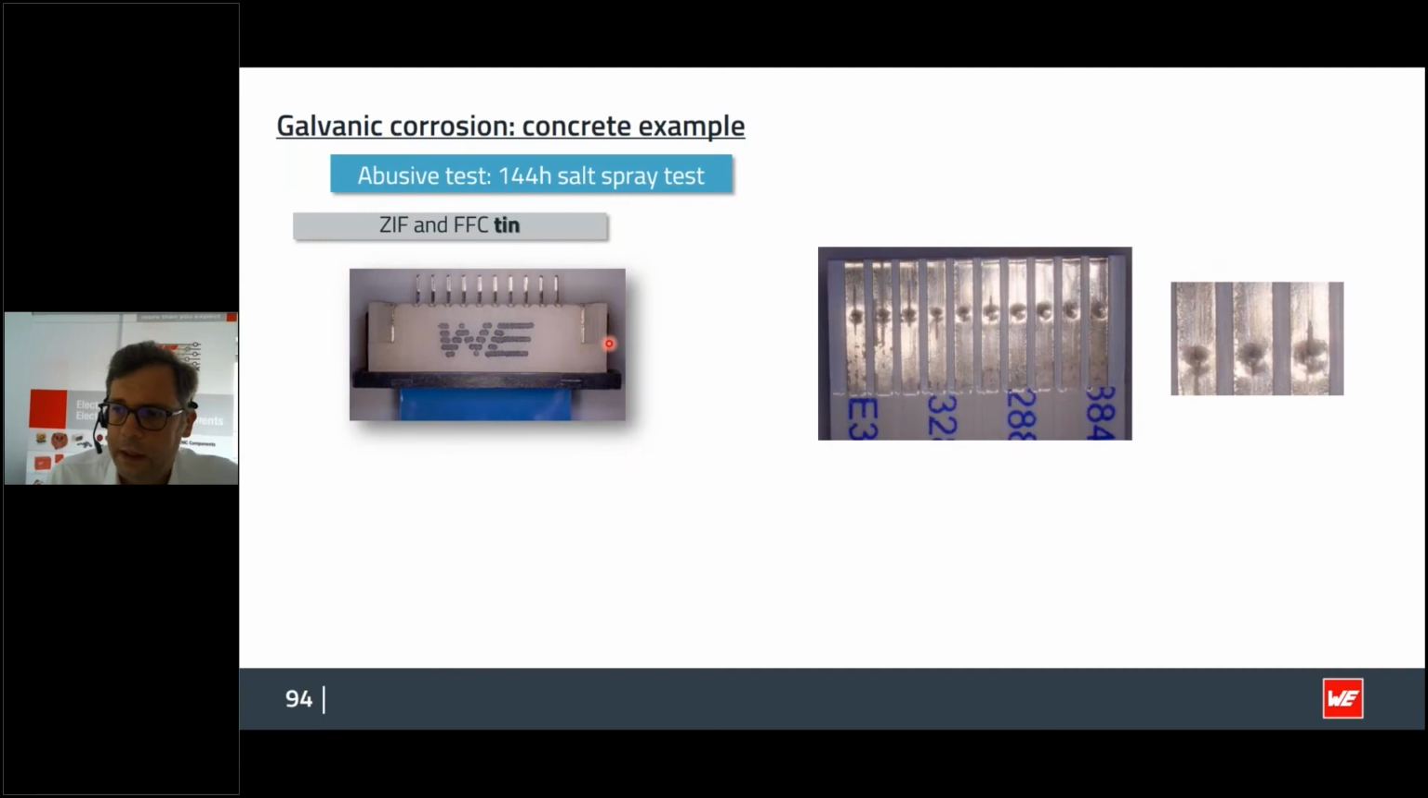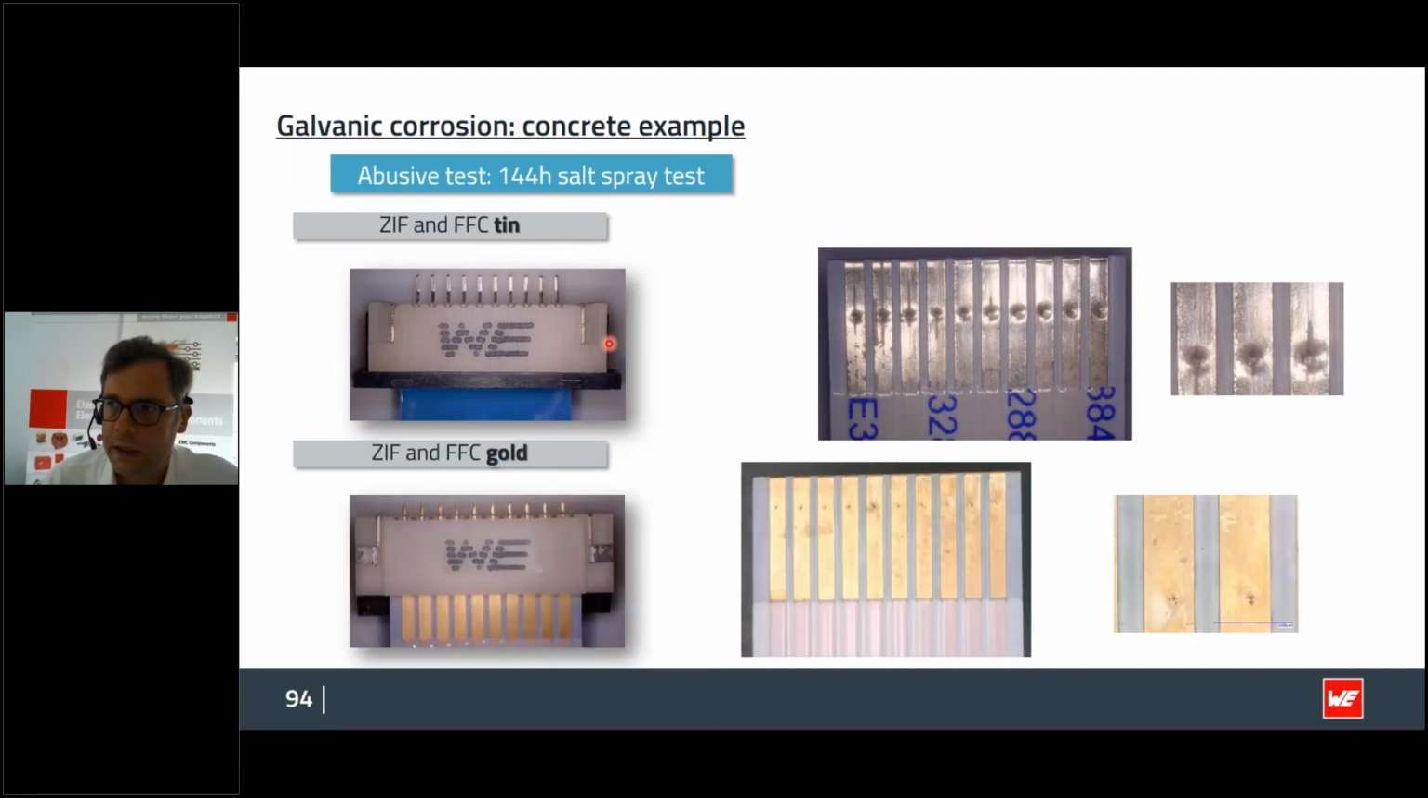Going further, the colleagues also made some tests. Here in that case, it's shown for some FFC connectors, it's a combination of a surface of tin. On the other side, you had a combination from male and female side, or FFC connector and FFC cable, with a gold surface. The colleagues performed a salt spray test for 144 hours.